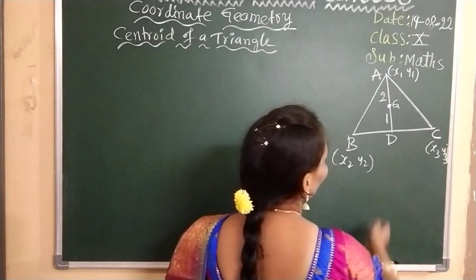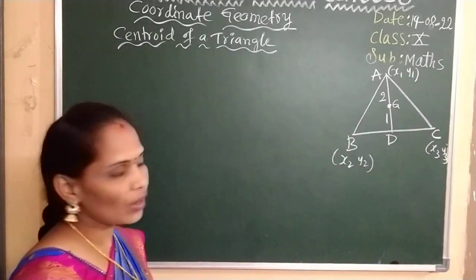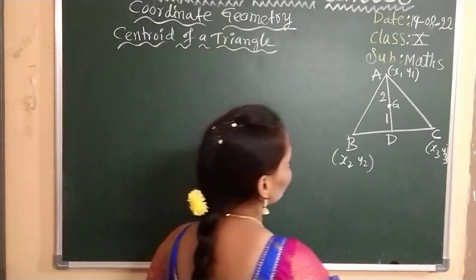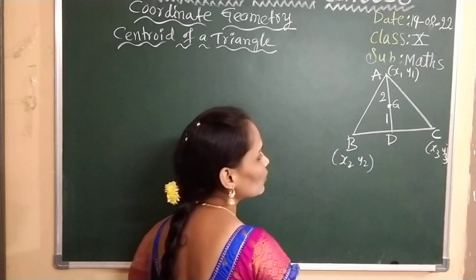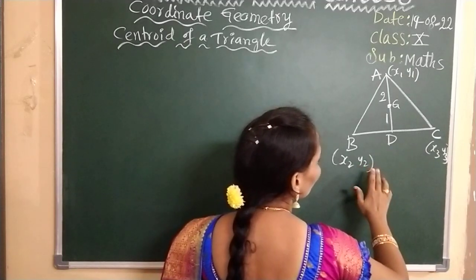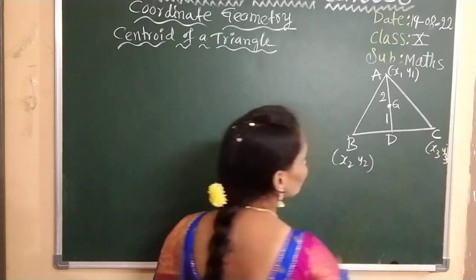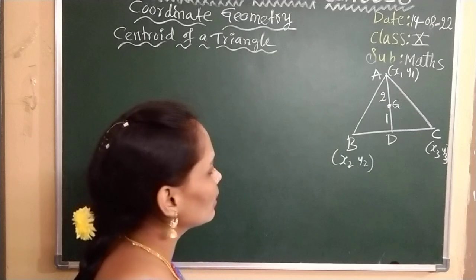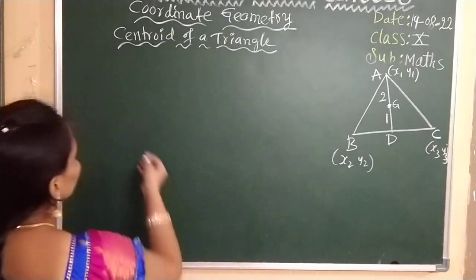Now first find the coordinates of D. How to get the coordinates of D? This is the midpoint of BC. Now you can find the midpoint. How to find the midpoint? By adding the coordinates of B and C and dividing by 2, you will get the coordinates of D. Now I am writing.